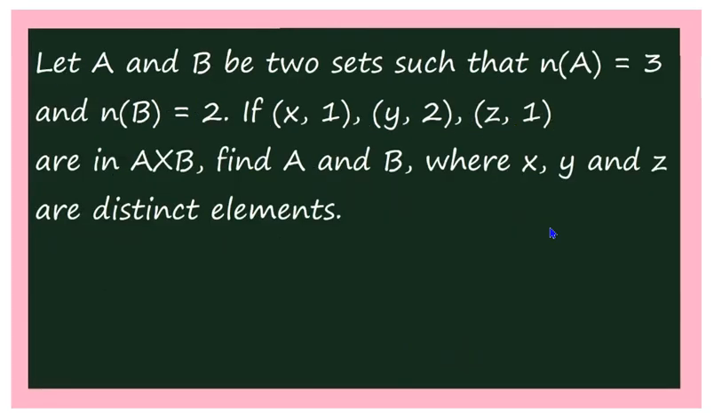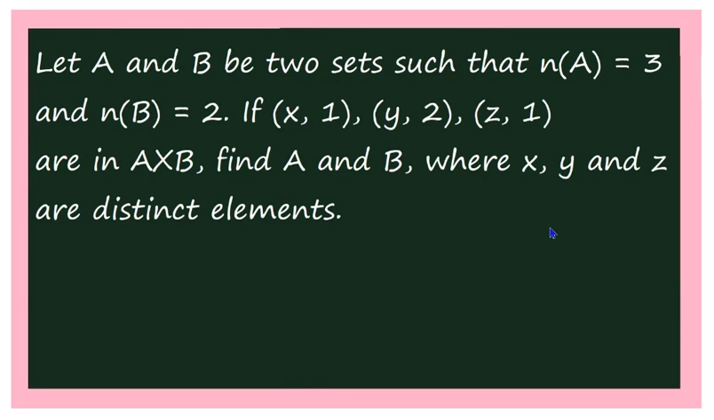Now we take this question. Let A and B be two sets such that n(A) is equal to 3 and n(B) is equal to 2. If (x, 1), (y, 2), (z, 1) are in A cross B, find A and B, where x, y, z are distinct elements.